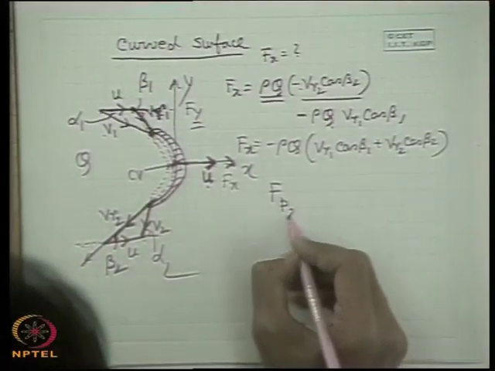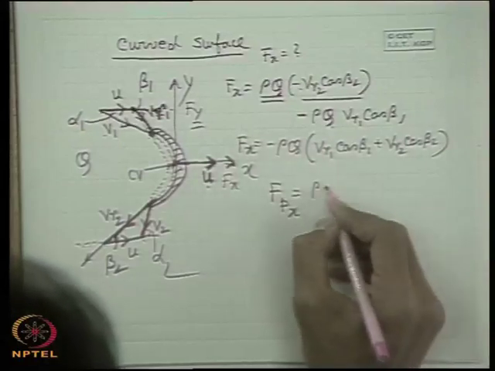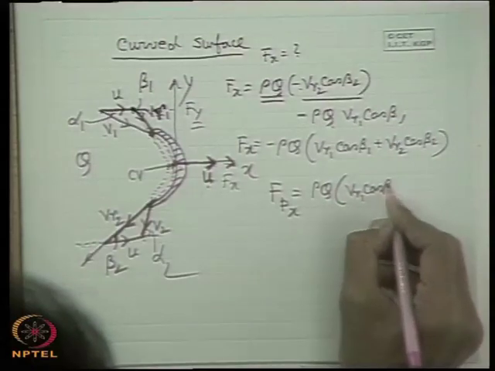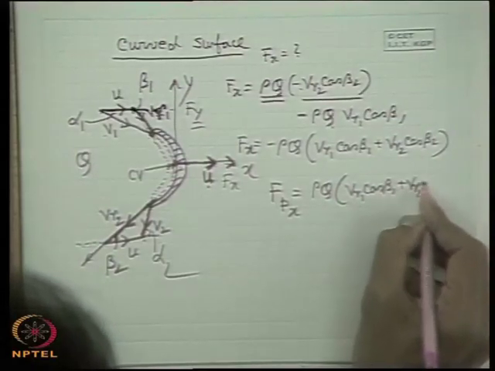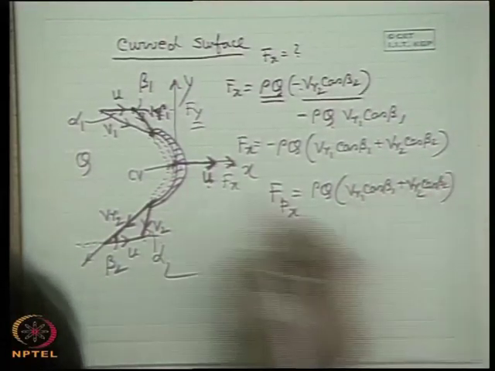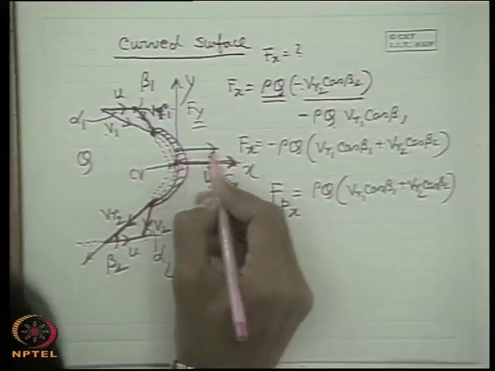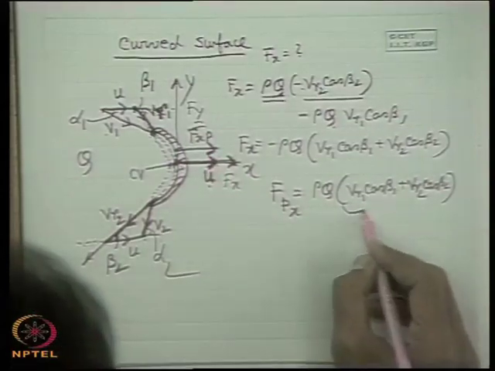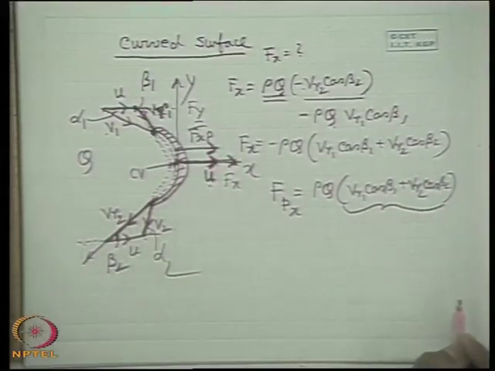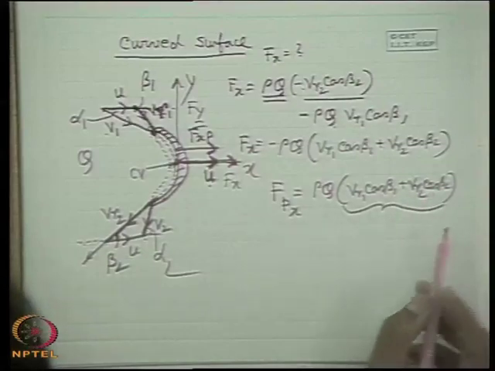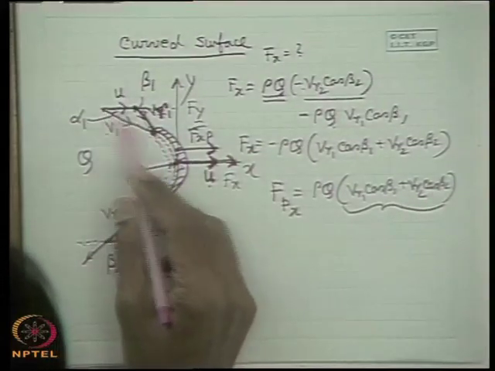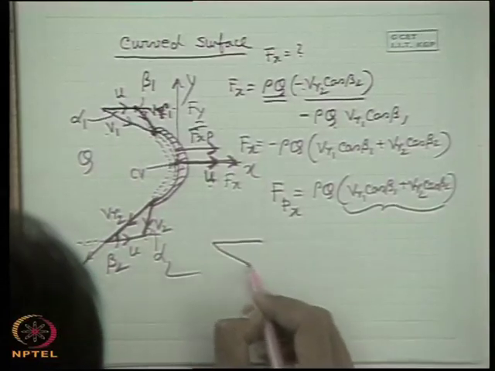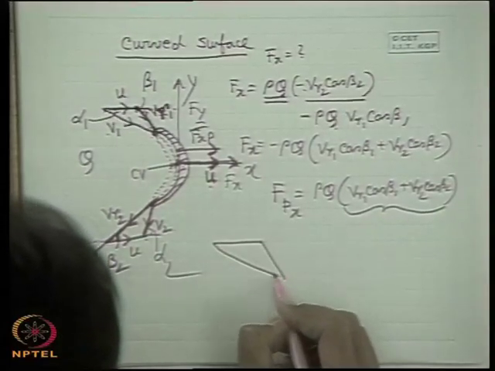The x component of force acting on the plate will be just the opposite of that, with a negative sign. That means the force acting on the plate will be in this direction of x, whose magnitude is Vr1 cos beta 1 plus Vr2 cos beta 2. Now this Vr1 cos beta 1 and Vr2 cos beta 2, if I draw the triangle separately here, it will be difficult for you to recognize from there.